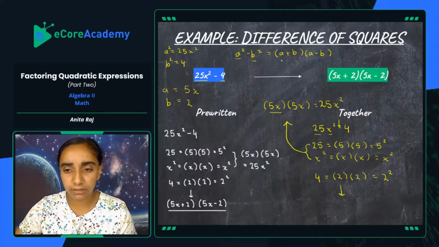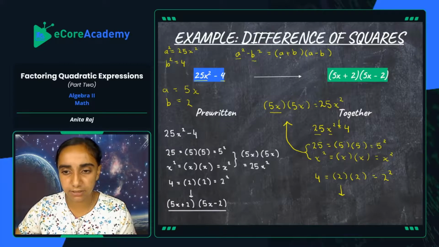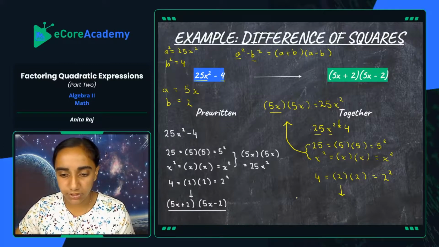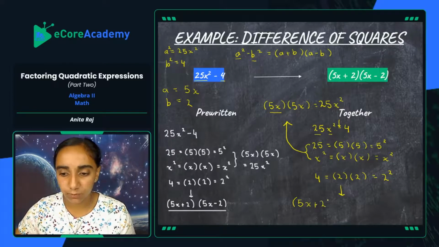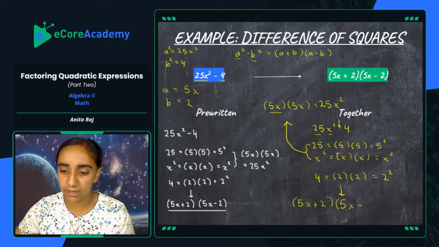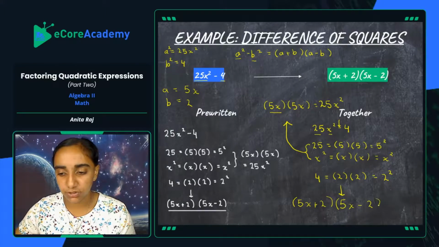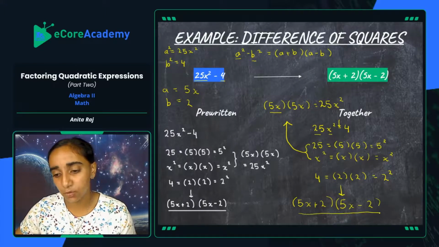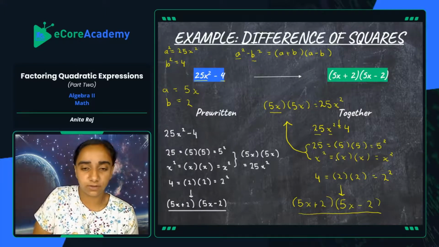So we can directly apply this to a plus b times a minus b. So a plus b is just going to be 5x plus 2, because 5x is our a, 2 is our b. And then we have a minus b. So again, 5x is our a, but this time we do subtraction, and then we have our b term, which is 2. And that is how we got to the answer. So, a difference of squares.